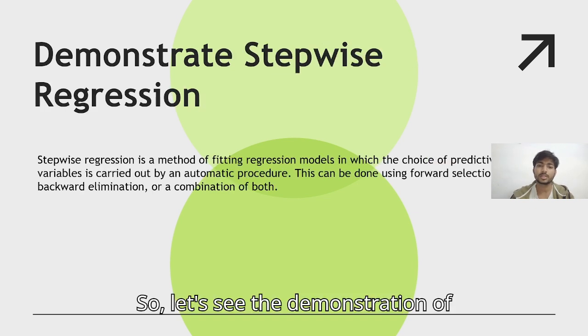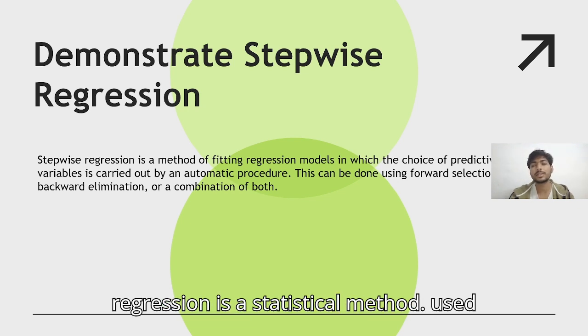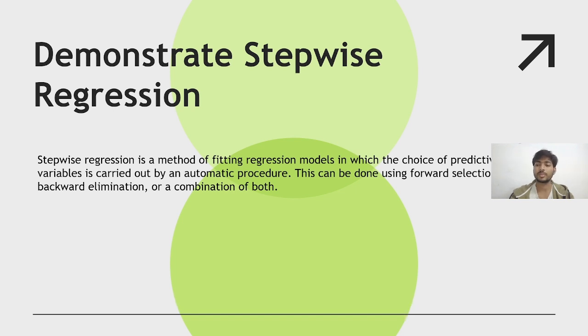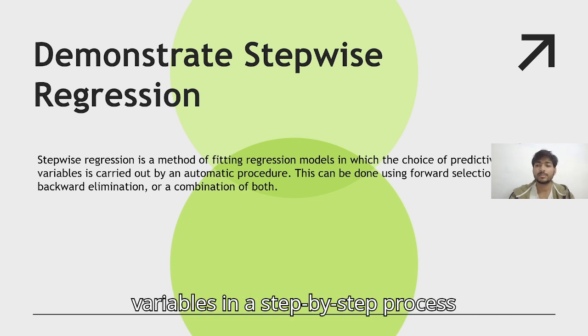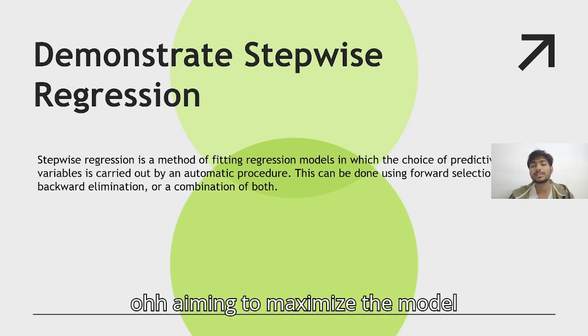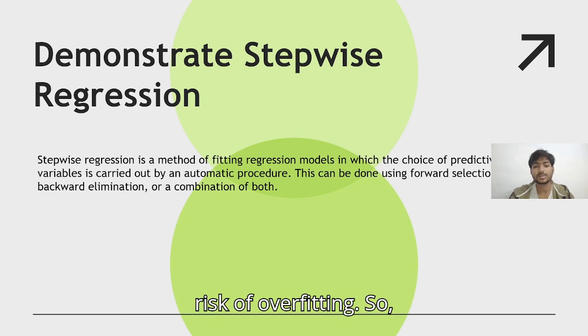So let's see the demonstration of stepwise regression. Stepwise regression is a statistical method used to select the best subset of independent variables to include in a regression model. It involves adding or removing variables in a step-by-step process, aiming to maximize the model's predictive power while minimizing the risk of overfitting.